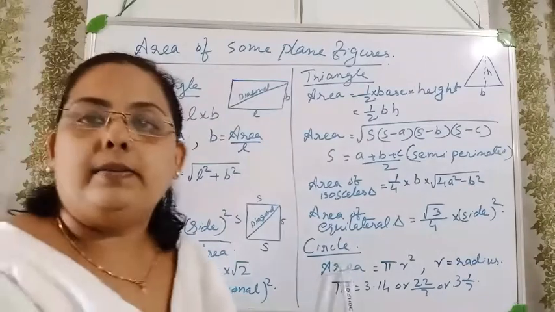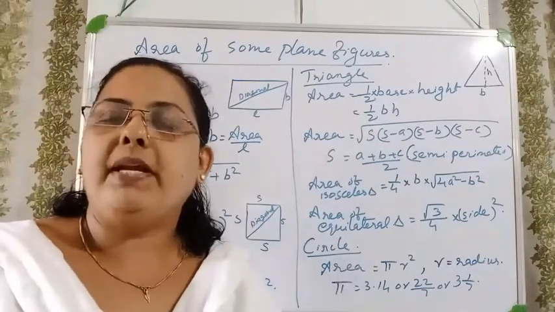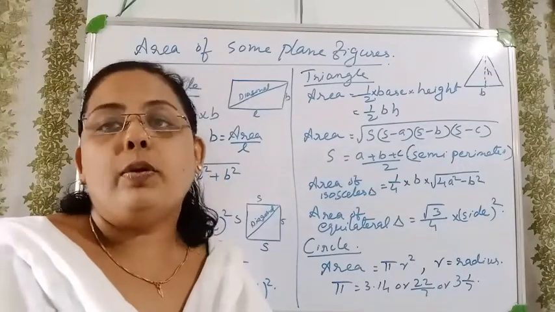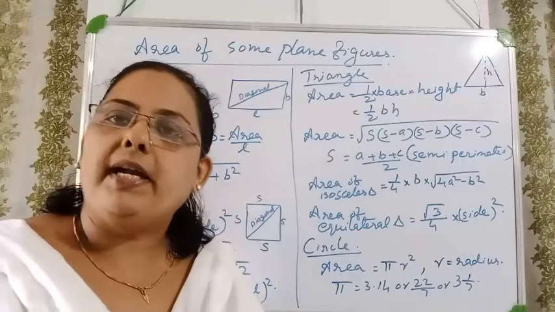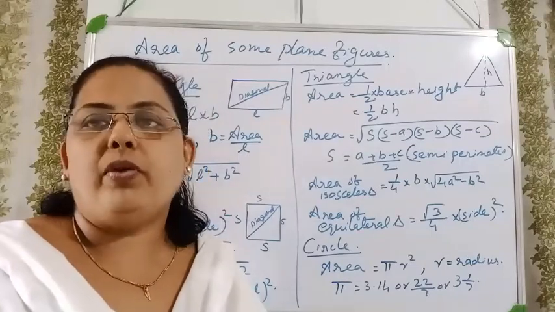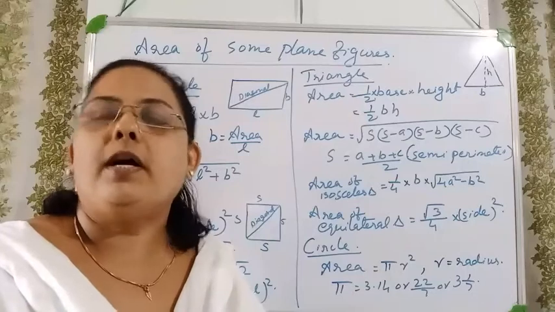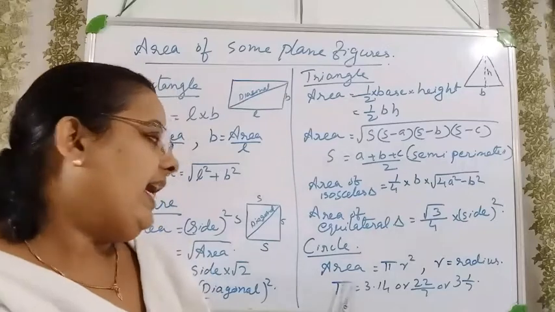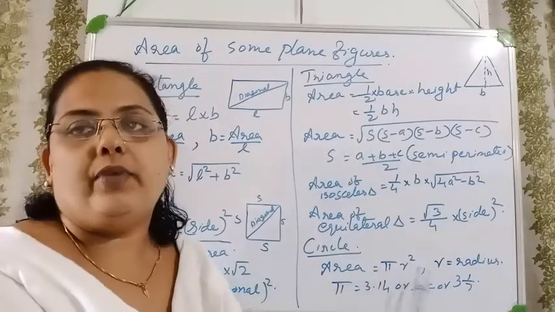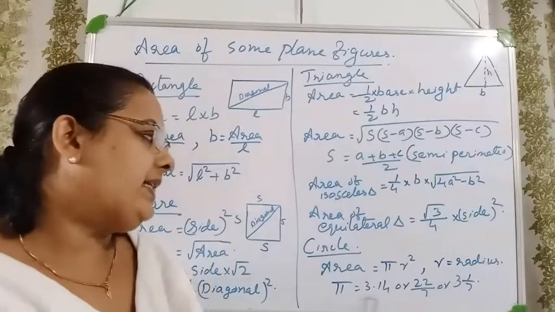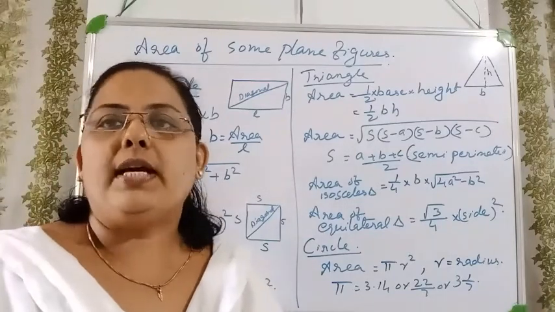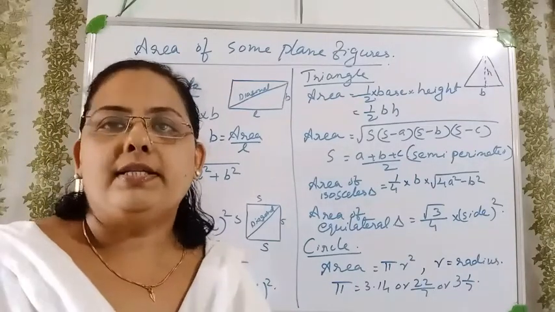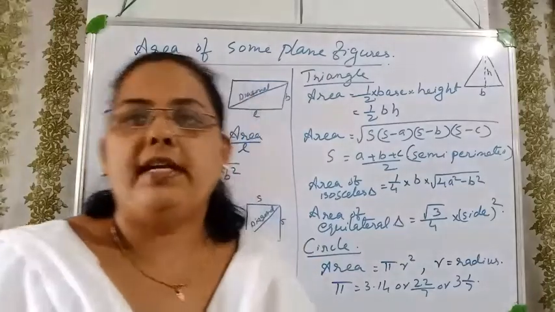Then comes circle. Circle, perimeter we studied. Perimeter of a circle means the circumference of the circle. We studied it as 2 pi r, where r is the radius and pi is having the value either 3.14 or 22 by 7. Here pi's value is constant itself. Area is equal to pi r square, where r is the radius and pi is having that same constant value, that is either 3.14 or 22 by 7. I hope these formulas are clear to you.